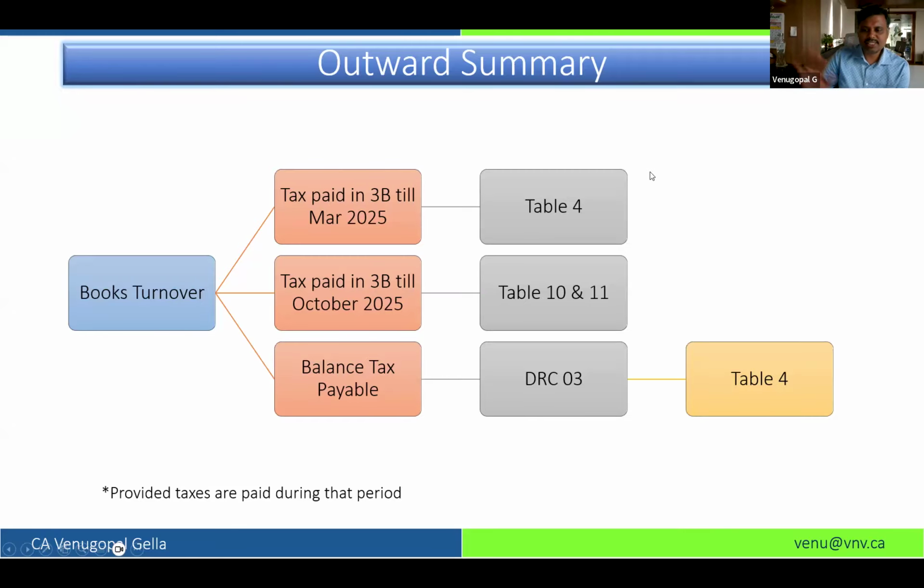Ravi, branch P&L need not be certified. If this slide is clear, please put it as yes.